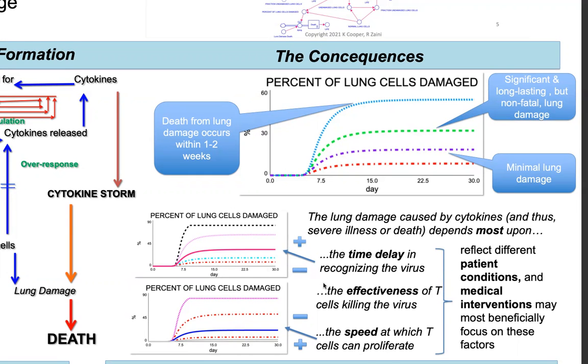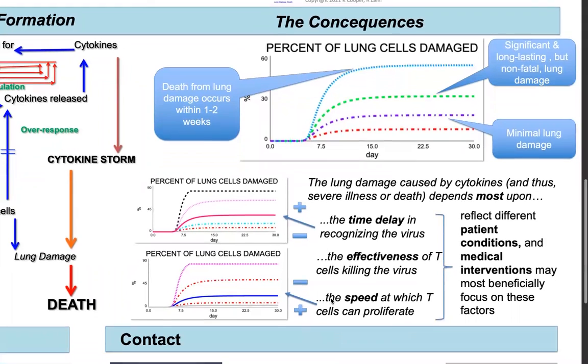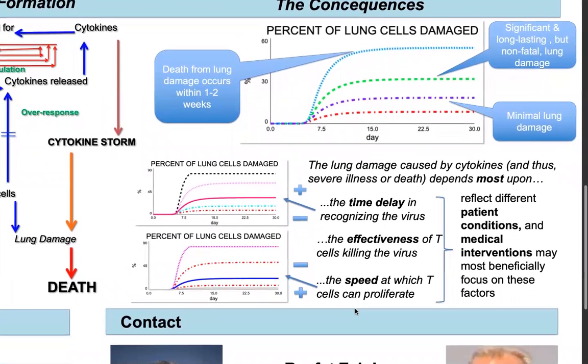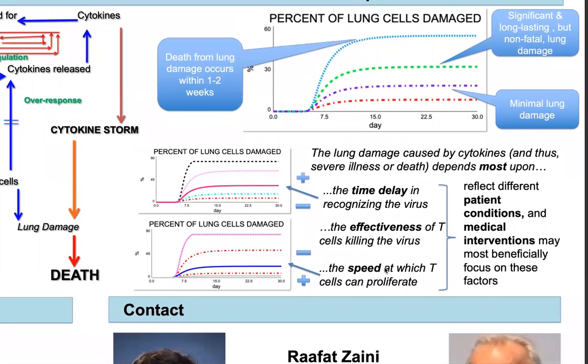The effectiveness of the T cells is also an influencing factor, and also the speed at which the T cells can proliferate. If the speed is slow, then lung damage could happen. If it is fast, then the patient could be saved. Those parameters reflect different patient conditions and medical interventions that may most beneficially focus on these factors.